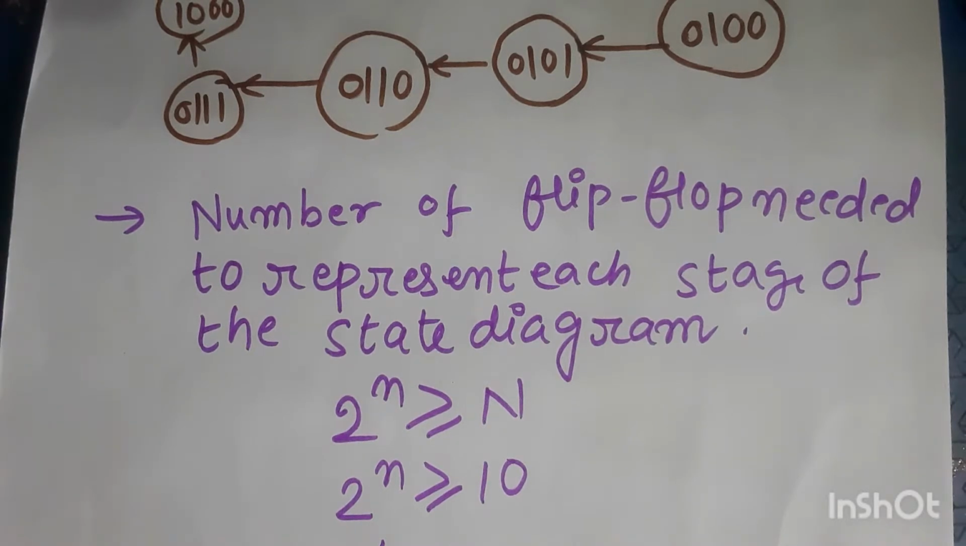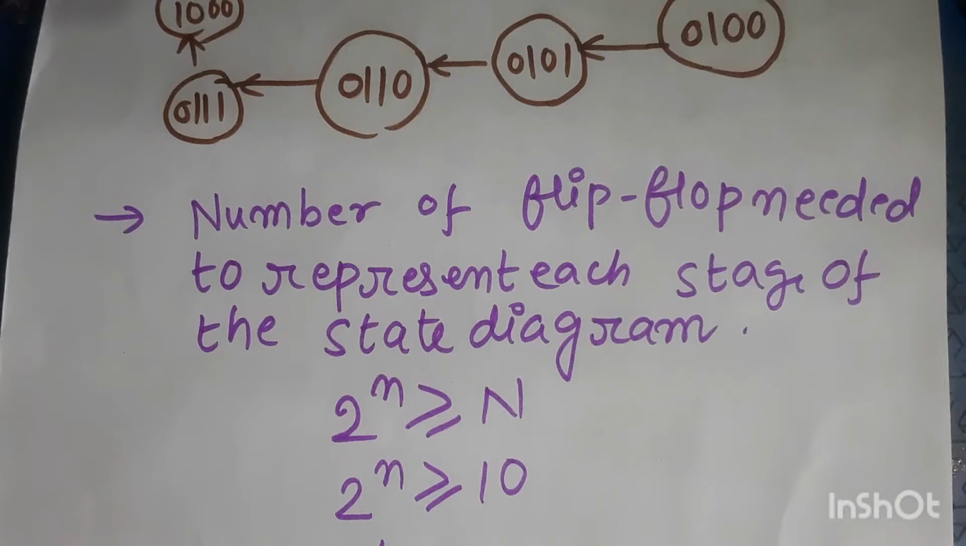But we have this equation to find out how many flip-flops are needed to represent each state: 2 raised to small n should be greater than or equal to capital N, where capital N is called the mode of the counter. Suppose this is a mode 10 counter, mode 4 counter, mode 6 counter. It means for a mode N counter we can count from 0 to N minus 1. For us, it is a mode 10 counter because we are counting from 0 to 9.